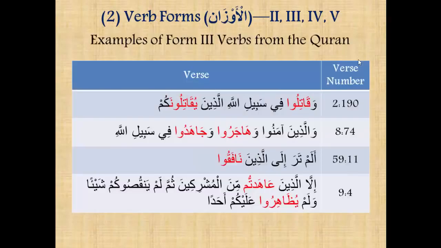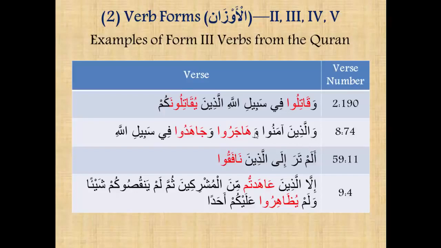Examples of form 3 verbs taken from the Quran. In Surah Al-Baqarah, وَقَاتِلُوا فِي سَبِيلِ اللَّهِ الَّذِينَ يُقَاتِلُونَكُمْ. Here we have two instances of the verb قَاتَلَ. The first one is actually a fi'l amr, a command. And then here we have يُقَاتِلُونَ, fi'l mudari' marfu'. قَاتَلَ يُقَاتِلُ, فَاعَلَ يُفَاعِلُ. Form 3. Now pay attention to the alif sound.